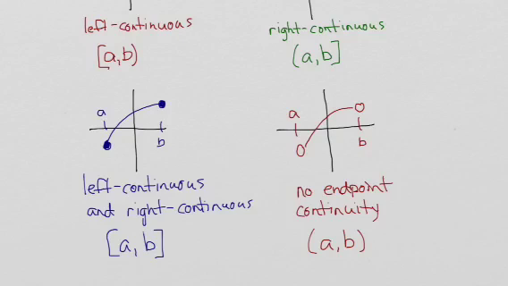Well, the other two possibilities down here, we could have one that's continuous on both ends, both colored in circles, like the blue one there. We'd call that left continuous and right continuous. And notice the notation would have a bracket on both ends. Or we could have one that's not continuous at either endpoint. So it has no endpoint continuity, but it's continuous in between A and B in all points, just not at the ends. So again, notice the notation where we have the parentheses.